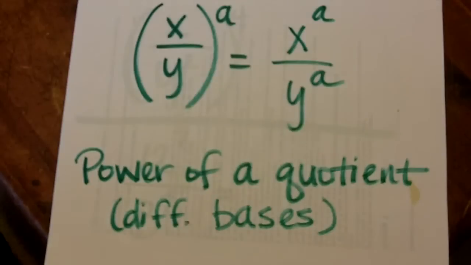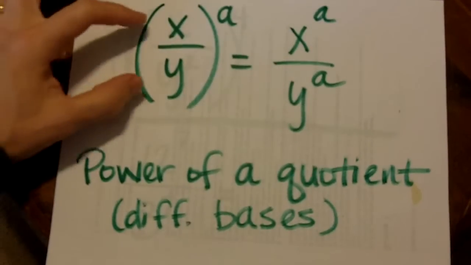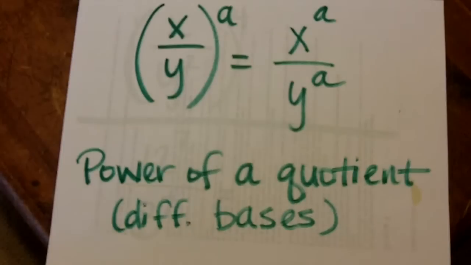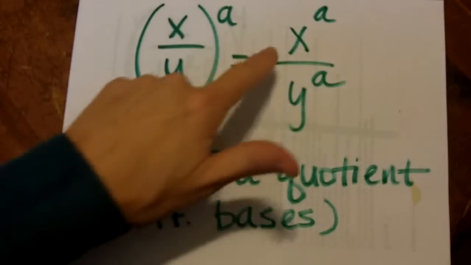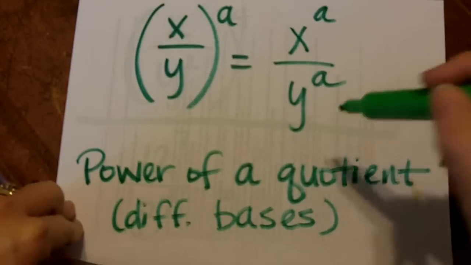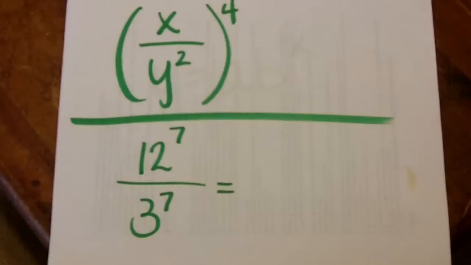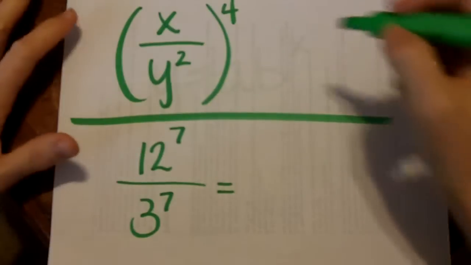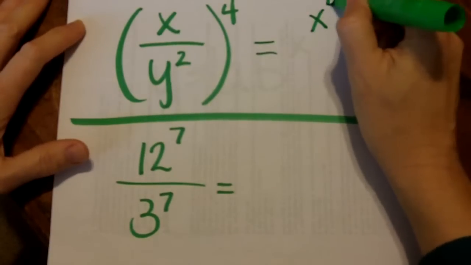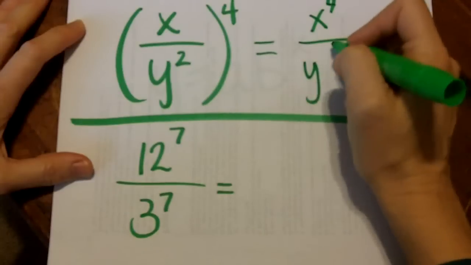The last rule that we learned was the power of a quotient. This is when you have a division problem with exponents and you have different bases. Okay, if you had this situation where you have x over y is raised to the a power, it's the same thing as x to the a divided by y to the a. And again, your book's going to expect you to go from here to here as well as from here to here. If you had this problem, you would simply say you had x to the 4th over y to the 2 times 4, or y to the 8th.